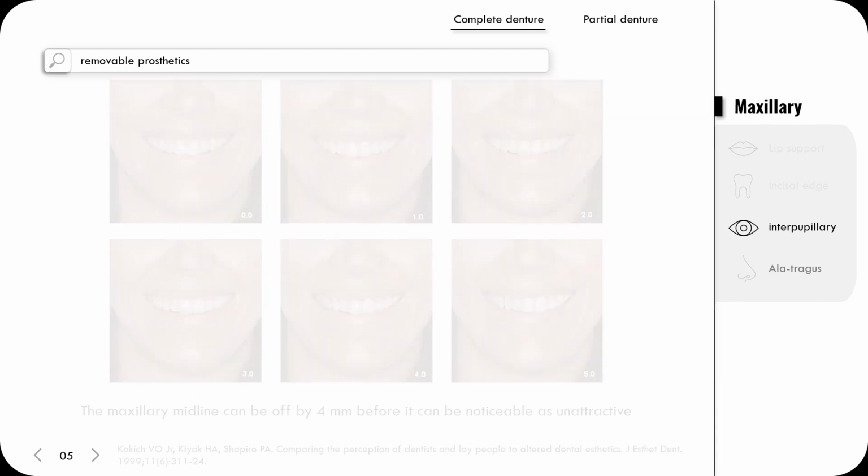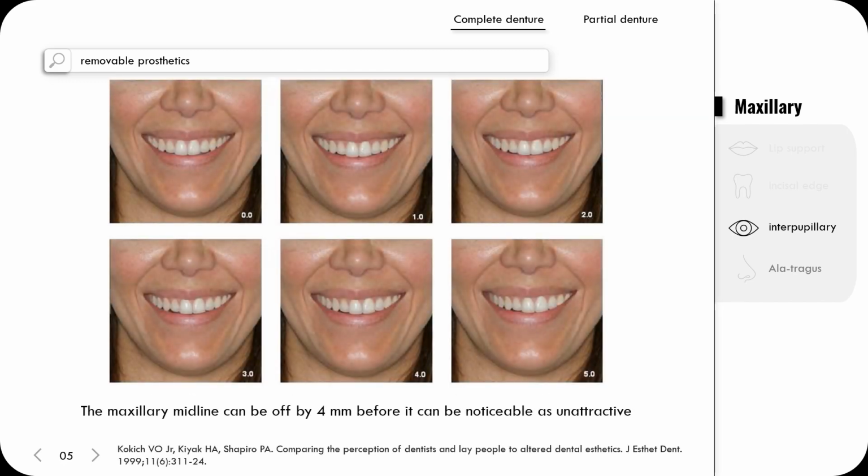There's a study by an orthodontist, Vince Kokic, where they investigated how far off the midline needed to be before people noticed that it was aesthetically unpleasing. So the upper midline could actually be off by about 4 millimeters before it was noticed as unattractive.